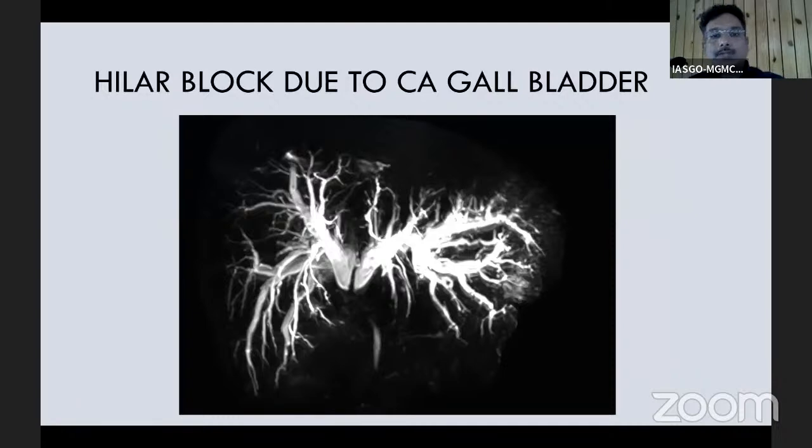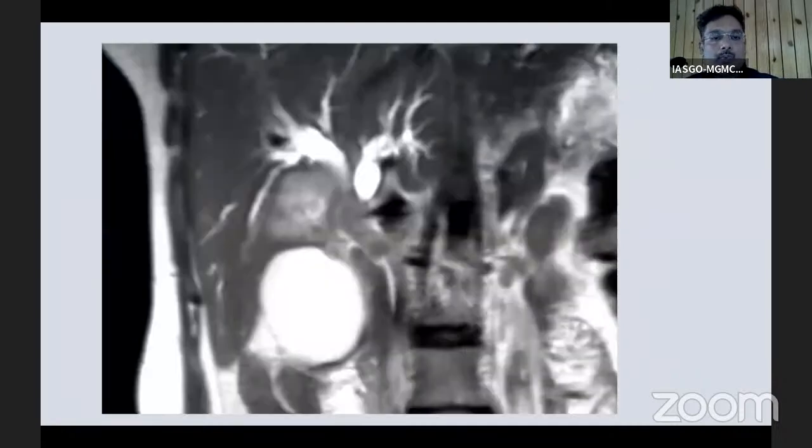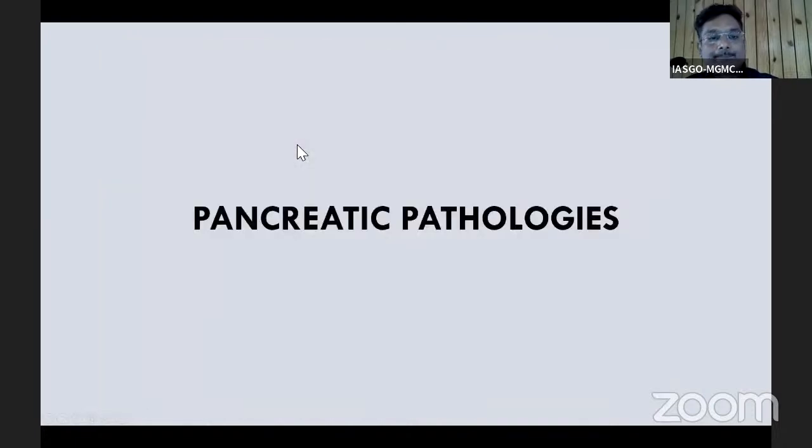This is a hilar block due to the carcinoma gallbladder. The answer lies in the T2-weighted images, which show that there is a mass lesion here arising from the gallbladder and infiltrating the CHD and the primary biliary confluence, causing separation of the right and left hepatic duct.